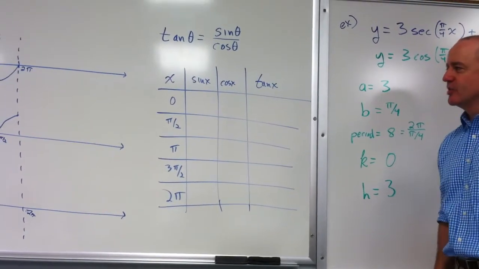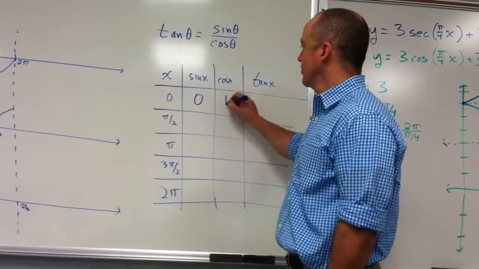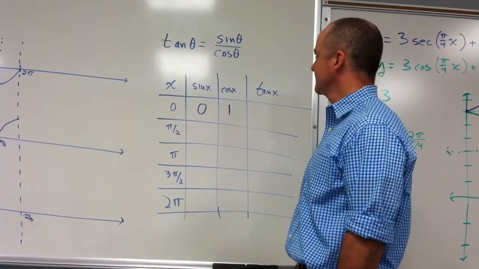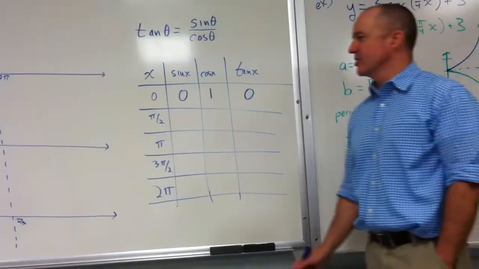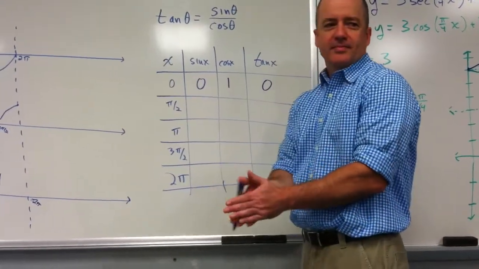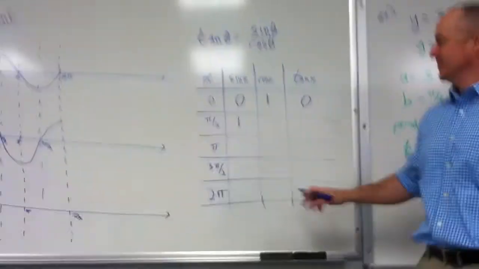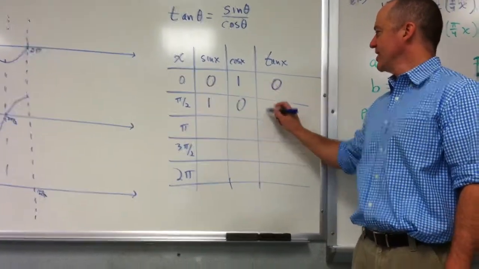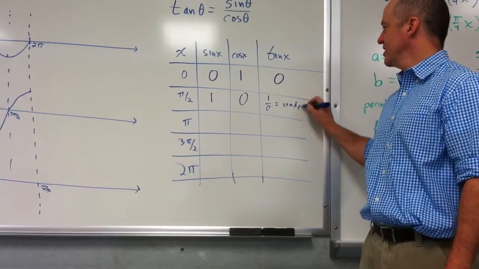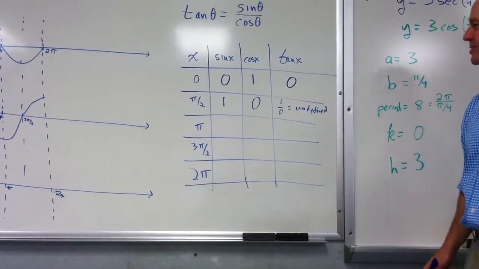Can you tell me what the sine of 0 degrees is? 0. Tell me what the cosine of 0 degrees is? 1. Can you tell me what 0 divided by 1 is? 0. What's the sine of pi over 2, or 90 degrees? 1. These are going to be the 4 points of the compass on your unit circle. What's the cosine of 90 degrees? 0. What is 1 divided by 0? Undefined. So how do we graph that? Vertical asymptotes. Anywhere you get undefined, you get a vertical asymptote.